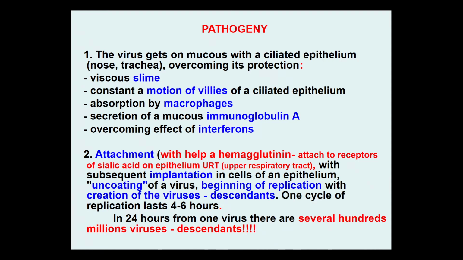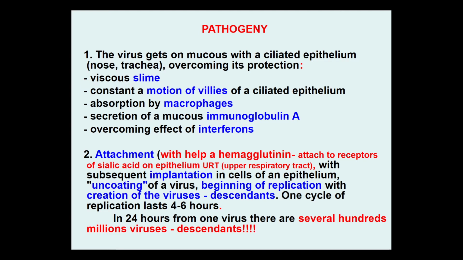Pathogenesis. The virus gets onto the mucosa with ciliated epithelium, nose and trachea, overcoming its protection: viscous mucus, constant movement of the cilia of the ciliated epithelium, absorption by macrophages, secretion of mucosal immunoglobulin A, and overcoming the effects of interferons. Then attachment goes on, with the help of hemagglutinin attaching to sialic acid receptors of the epithelium of the upper respiratory tract, with subsequent implantation in the epithelial cells, uncoating of the virus, and beginning of replication with creation of virus descendants.